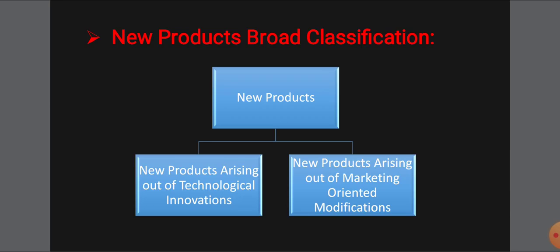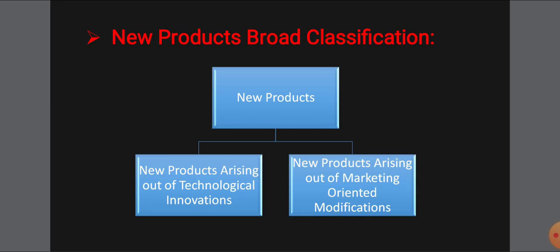Now, in this lecture, we will discuss the concept of new product development and the different stages involved in it. Before going to the actual stages in the development of a new product, first we will start with the broad classification of new products. New products are broadly classified into two types. New products arising out of technological innovations is the first type, and new products arising out of marketing oriented modification is the second type.